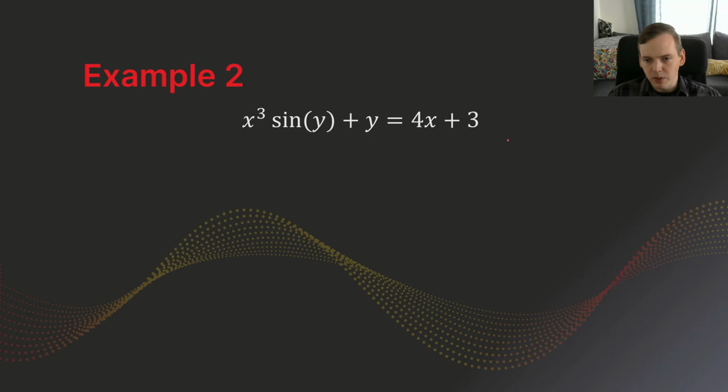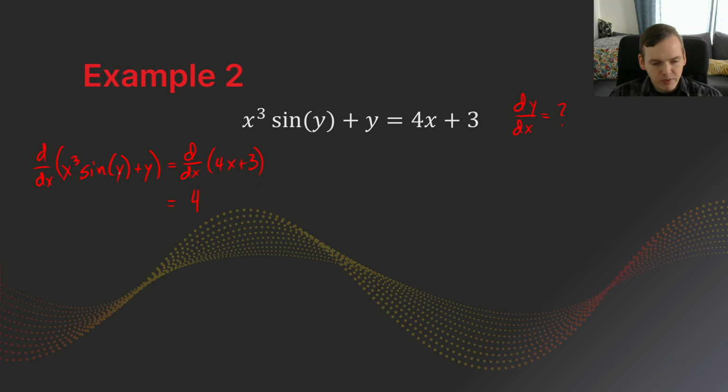Let's look at a second example here, and the question is, what is the derivative of y with respect to x? So like before, we're just going to take the derivative of both sides. What we have here, though, is a much more complicated expression on the left and on the right. So let's just work through piece by piece. I'm going to start with the right because that's a little more familiar. We'll have 4 because the derivative of 4x is 4 and the derivative of 3 is 0.